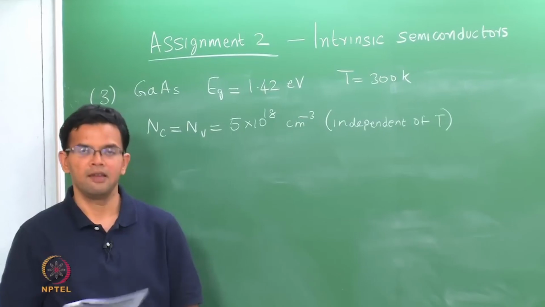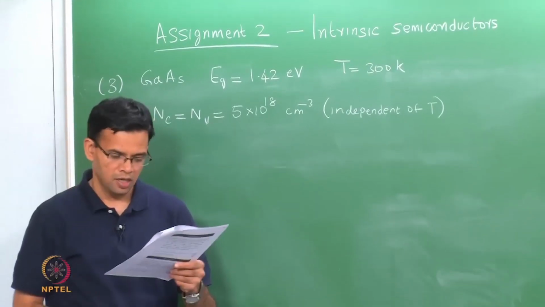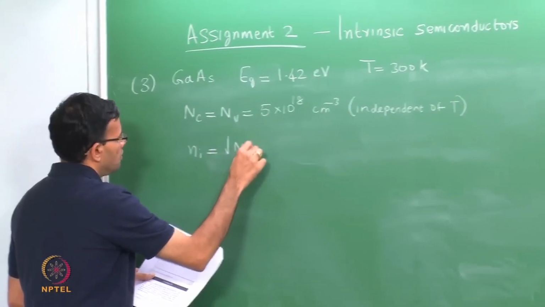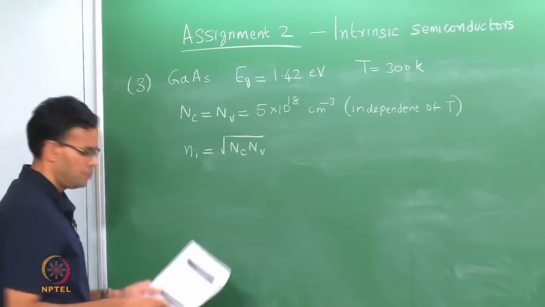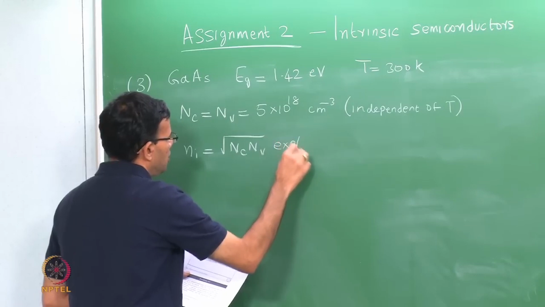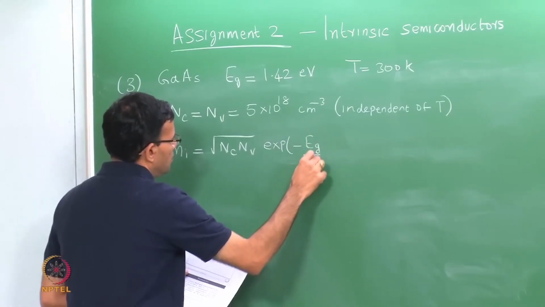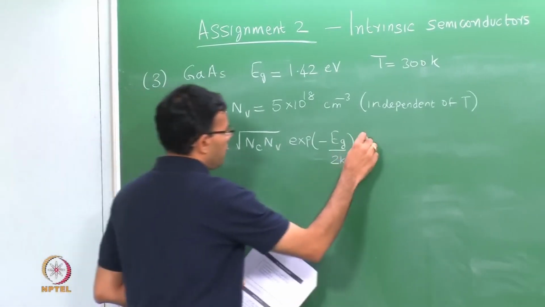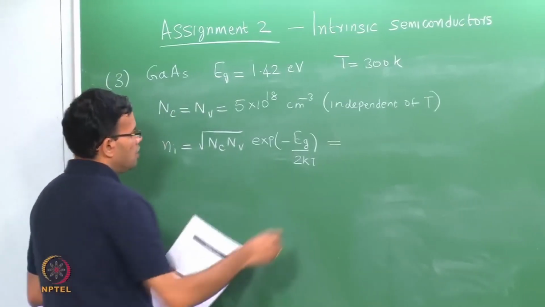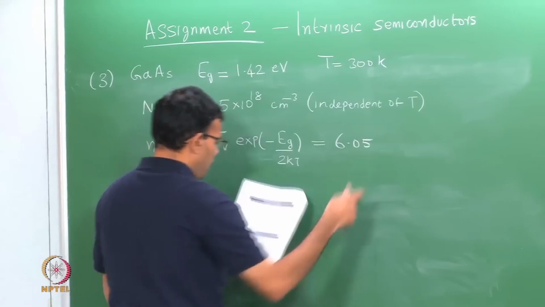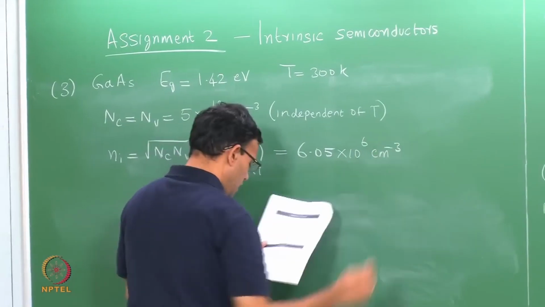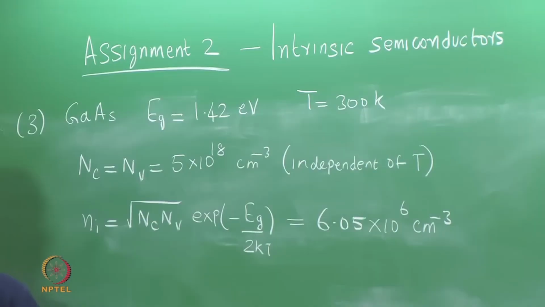So, first we want to calculate the intrinsic carrier concentration at room temperature. That is pretty straightforward, you have seen the formula before. Ni equals square root of Nc Nv, exponential minus Eg over 2 kT. We can plug in the numbers, the value of Eg is given. So, Ni is 6.05 times 10 to the 6 per centimeter cube. So, this is the intrinsic carrier concentration at room temperature.